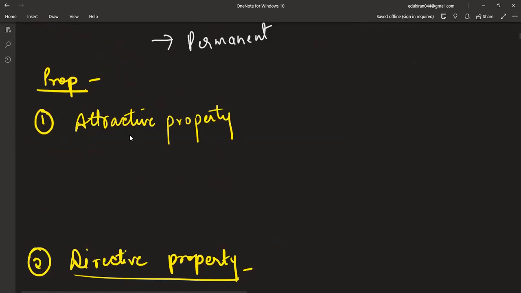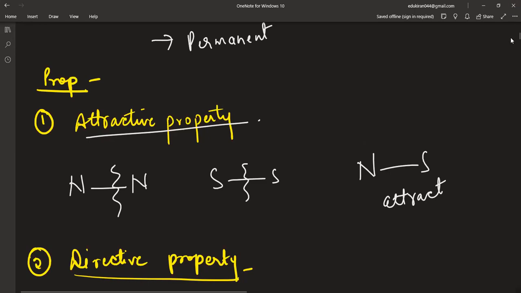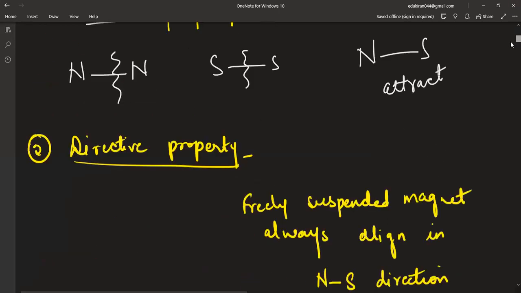Now, properties. First point is the attractive property. Attractive property basically means north-north will repel each other, south-south will repel each other. Only north and south will attract each other. So these are what I'm telling you. These are not so very important that you have to remember them. But since it's mentioned, anything can be asked and you cannot question them and mark it as out of syllabus. All right. So very easy, you people can understand this very well.